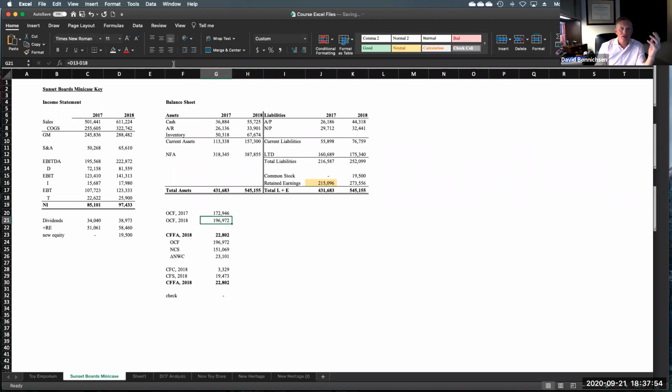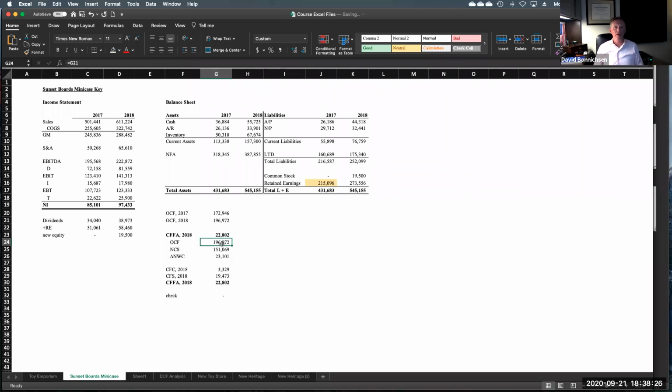Same math applies for 2018, EBITDA minus taxes, 196,972. Okay, so they generated more free cash in 2018 than they did in 2017. And then we got into how do we go about calculating the cash flow from assets using the operating cash flow method versus the cash flow to shareholders, cash flow to creditors method. So first question, calculate CFFA for 2018 using the operating cash flow method.